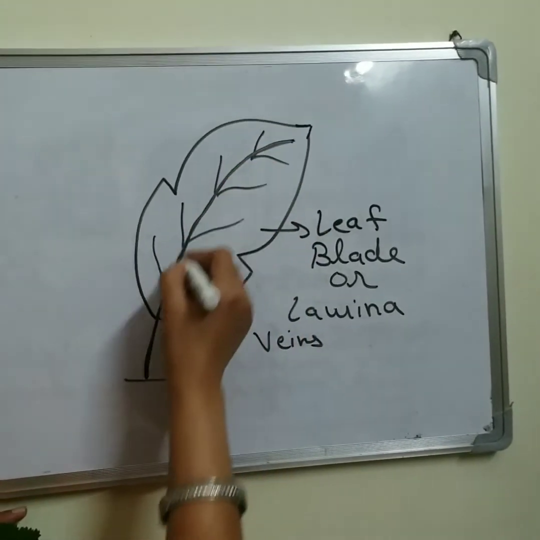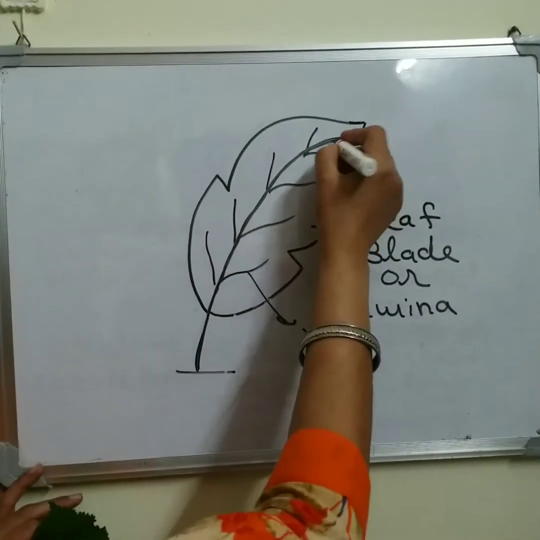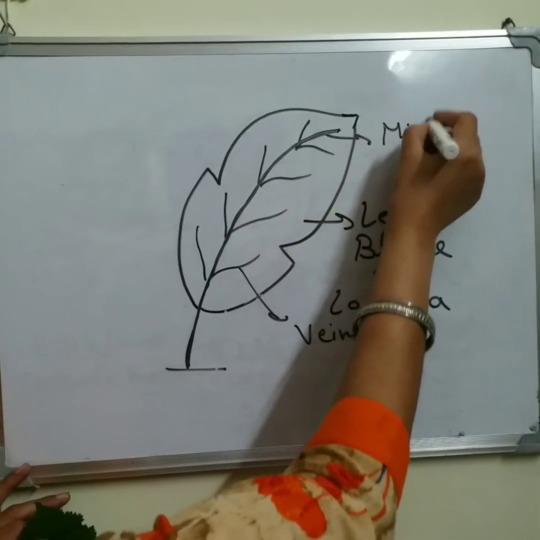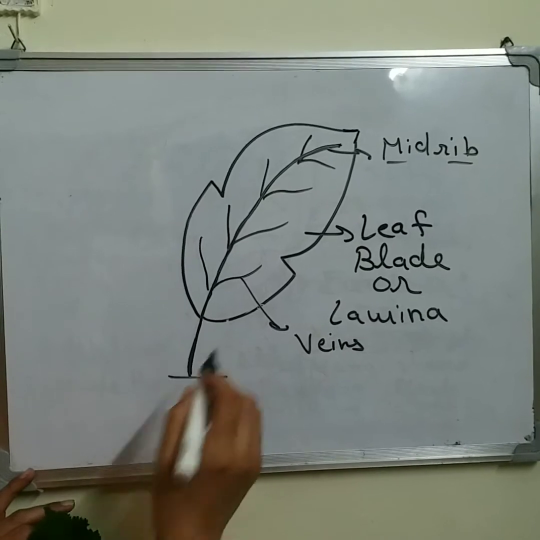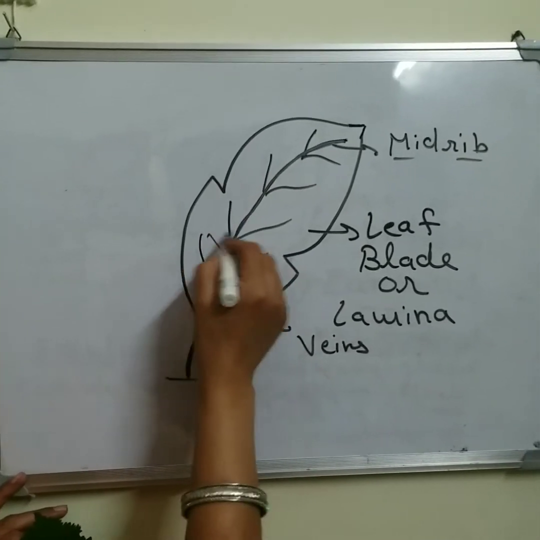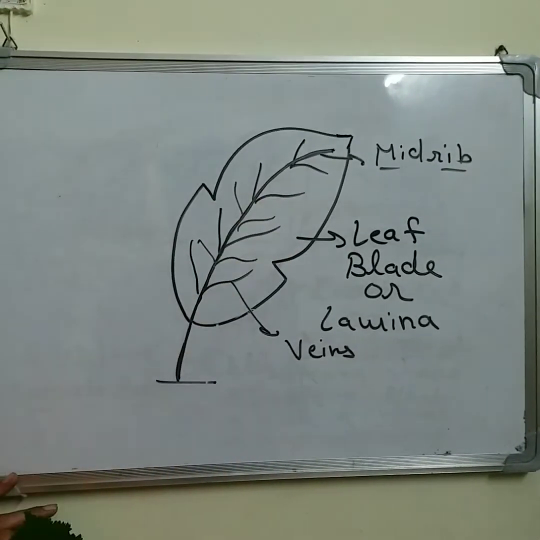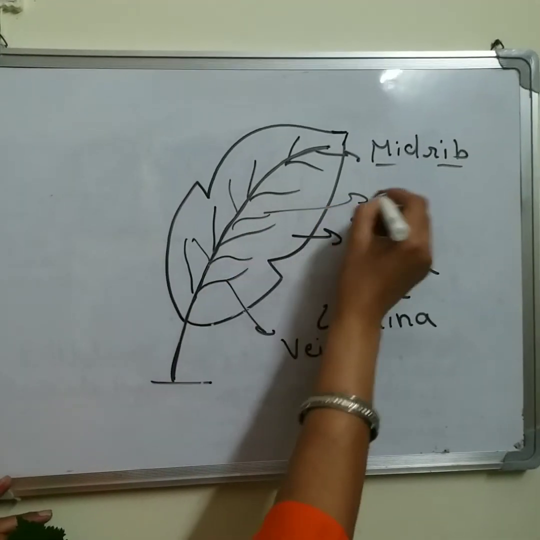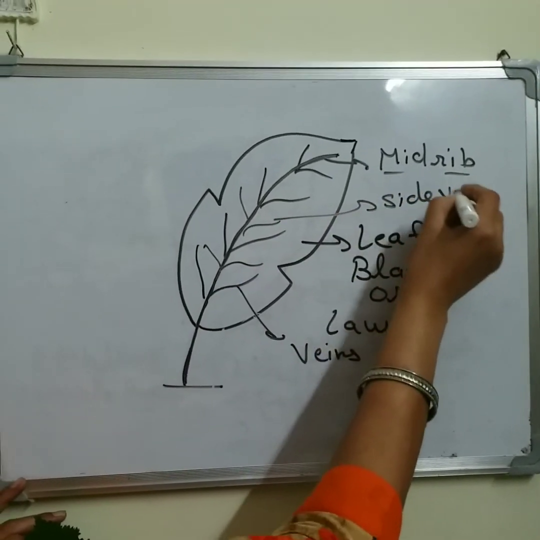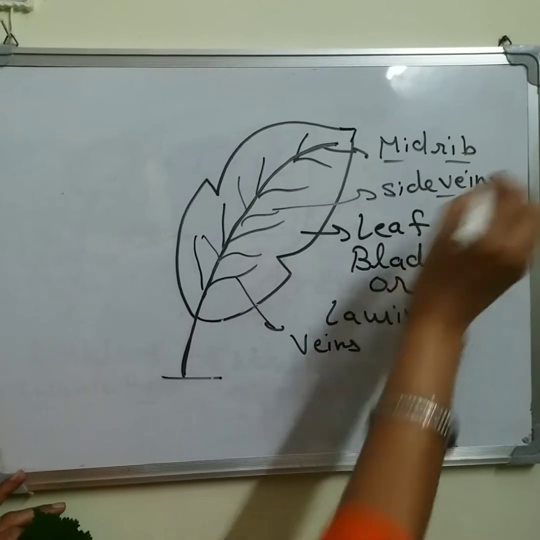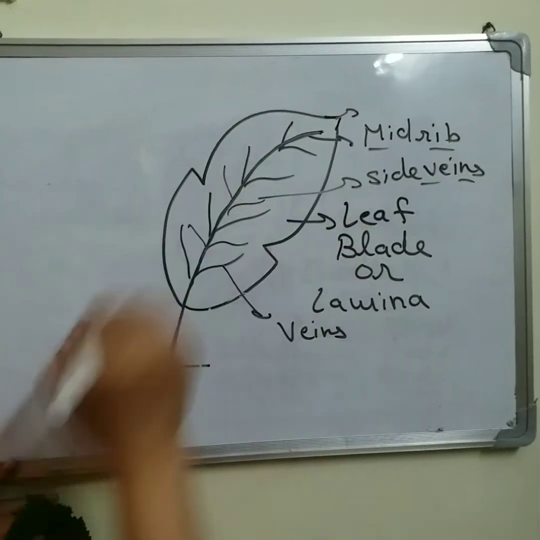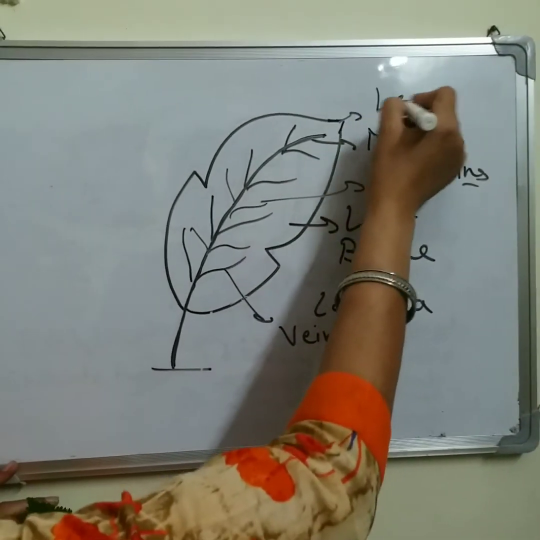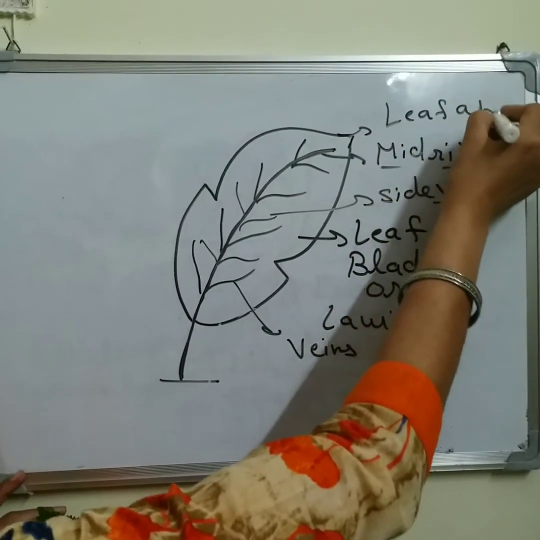This is a thick middle vein, and it is known as the midrib. When the veins run out from the midrib, they are known as the side veins. The tip of the leaf is known as the leaf apex.